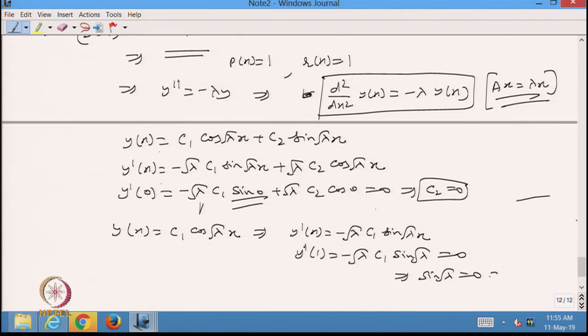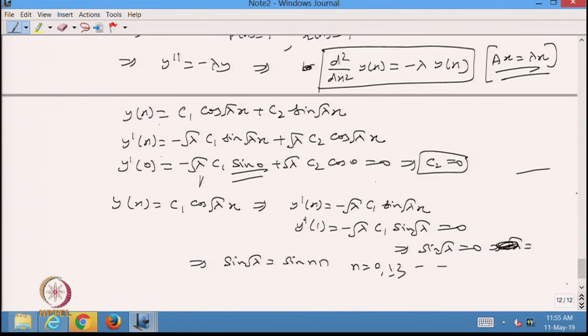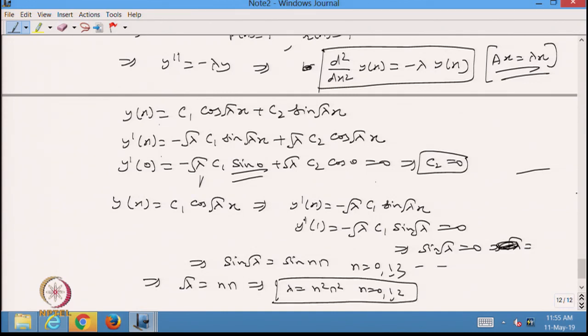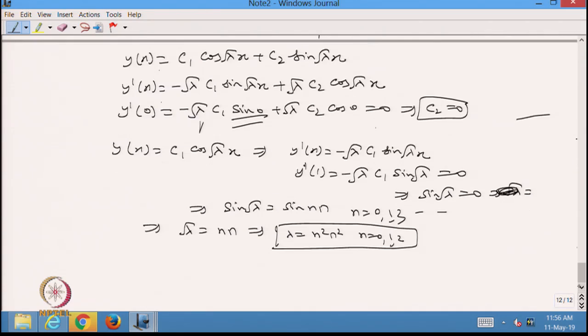From here I can say that, because we know this is 0, I can write that my sin under root lambda is equal to sin n pi, and n is just the values 0, 1, 2 and so on. So, from here I can write that my under root lambda is equal to n pi. That gives me that lambda is n square pi square and n is 0, 1, 2. So, these are my eigenvalues, all the eigenvalues we are able to find. There is an infinite number of eigenvalues.